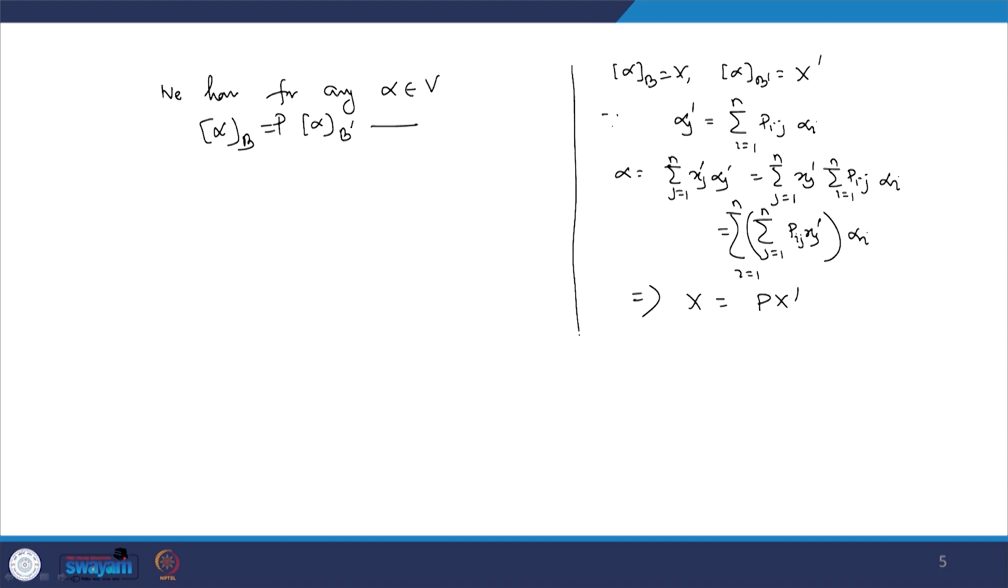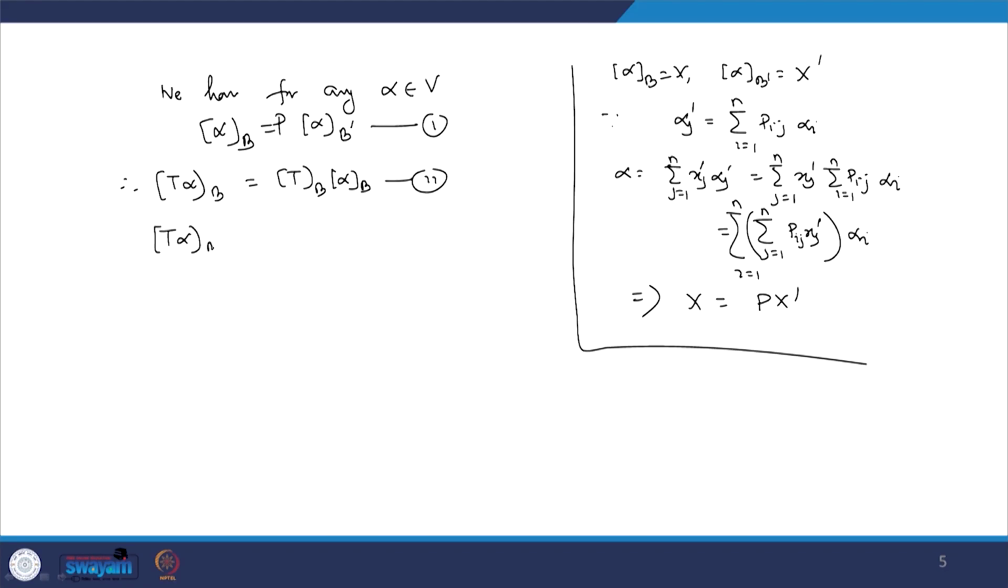So, using this we can check that for any alpha belonging to V, the coordinate matrix of alpha with respect to ordered basis B equals the invertible matrix P times the coordinate matrix of alpha with respect to B'. So, the coordinate matrix of T alpha with respect to B will be equal to the matrix representation of T related to ordered basis B times the coordinate matrix of alpha with respect to B. We have proved this just now. Then the coordinate matrix of T alpha with respect to B' will be again the matrix of T with respect to B' times the coordinate matrix of alpha with respect to B'.